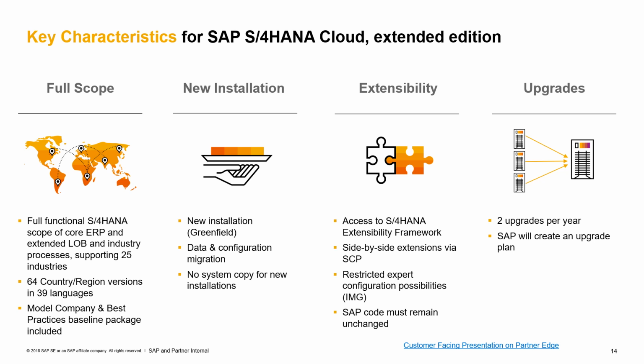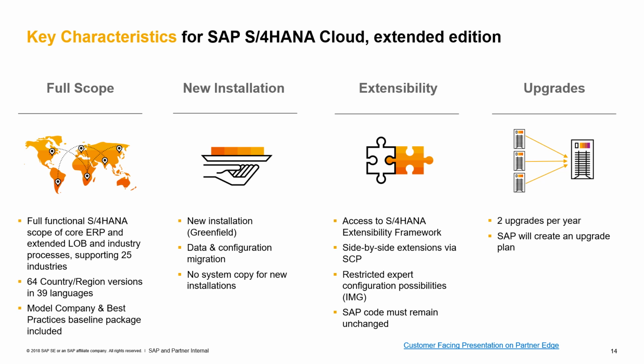Let's now take a look at the key characteristics for SAP S4HANA Cloud Extended Edition. First of all, let's note that it has the full scope ERP. So it has the full functional S4HANA scope of core ERP and includes the extended line of business and industry processes supporting 25 industries. It's available in 64 country region versions in 39 languages. It includes model company and best practice baseline packages included. Check with the Q2 price list where the model company for international corporation is included in the base price.